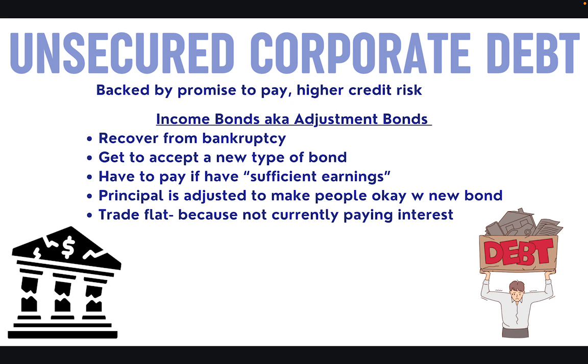Obviously, this is a high credit risk situation, and these trade flat, which means no interest because they're not currently paying interest. They're trading flat. Again, all of this makes sense when you are reading questions on the Series 65. If you know that an income bond or an adjustment bond is a bond taken out by a company that is recovering from bankruptcy, it makes sense that they're not going to have sufficient earnings. They're not going to be paying out interest, and this is going to be risky. All of this makes sense as long as you know what an income bond is. They need income, and that is why they're issuing these bonds.